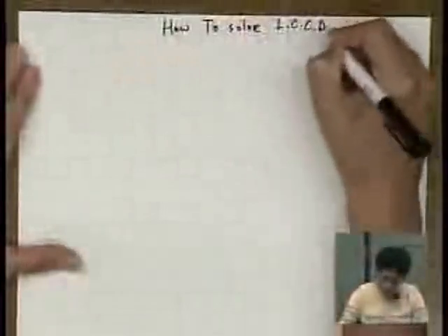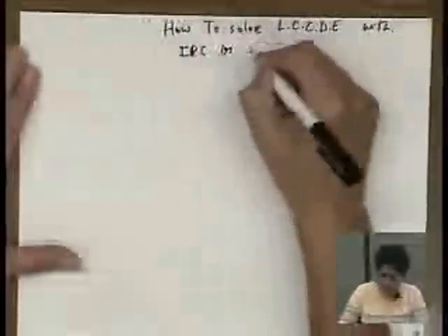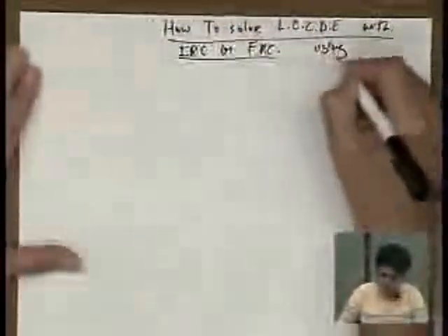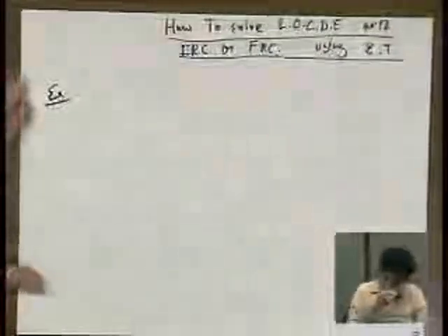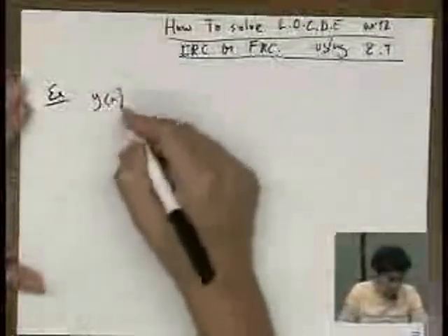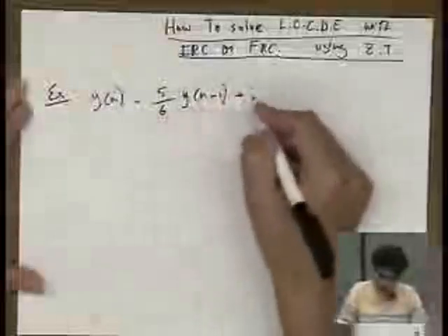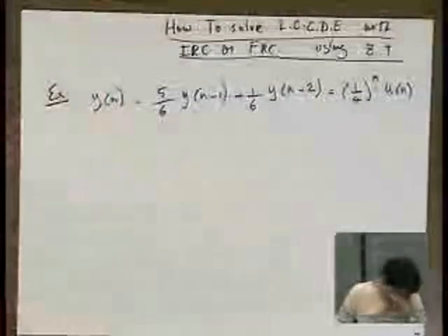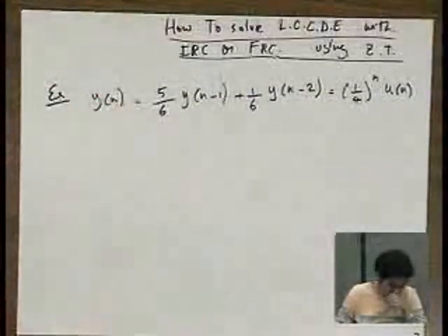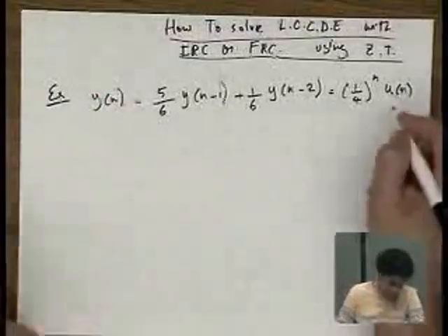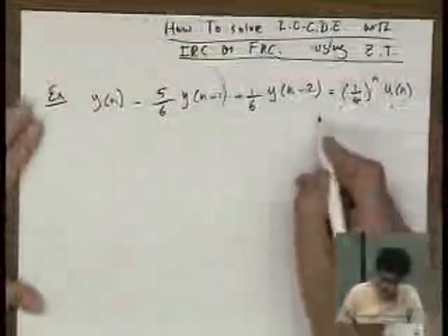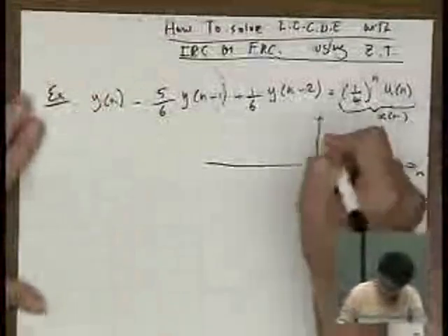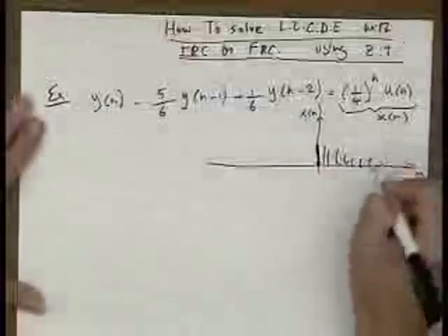So I'm going to talk about how to solve a LCCDE, linear constant coefficient difference equation, with either IRC or FRC using Z-transform, which is a topic we covered just before this. Again, with an example, the thing will become clear. So I have an example where y of n minus 5 over 6 y of n minus 1 plus 1 over 6 y of n minus 2 is equal to 1 over 4 to the power of n u of n. And so that's, in some sense, the input. It doesn't start until time 0. X of n starts somewhere here, and then it does its own thing at time 0.